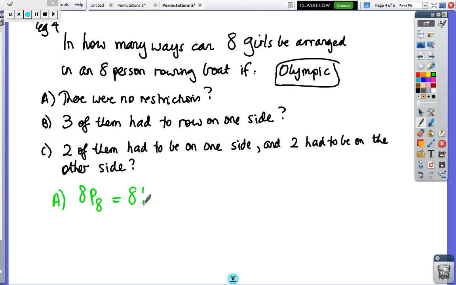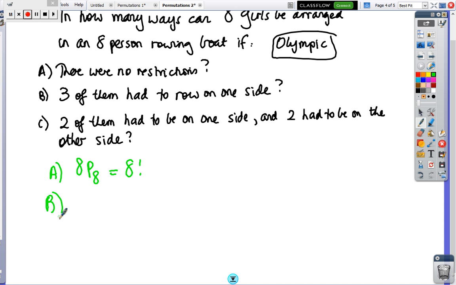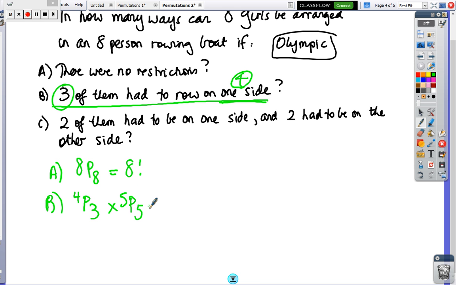But now, let's get a bit harder. 3 of them have to row on one side. Now, there's 8 people, so there's 2 sides, so there's 4 people on each side. So there's 4 positions, and we need to put 3 of them into 4 positions. So 4P3 will put 3 of them onto one side, because one side has 4 people. And there's still 5 people left who haven't been put into any positions, and they don't care where they go. So we need to have 5 from 5.